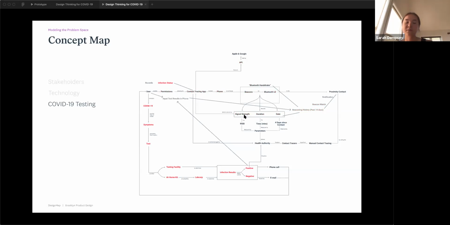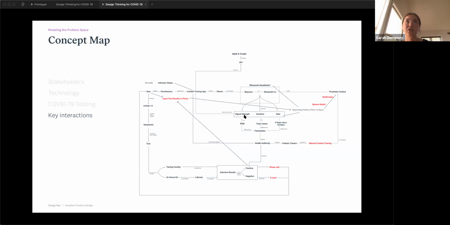Testing, of course, as we've all come to understand, is an important part of making sure that people get tested so they know if they have the virus so they can input it into the apps. And some other key interactions between these different entities.